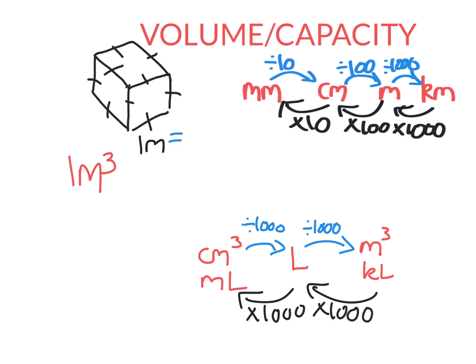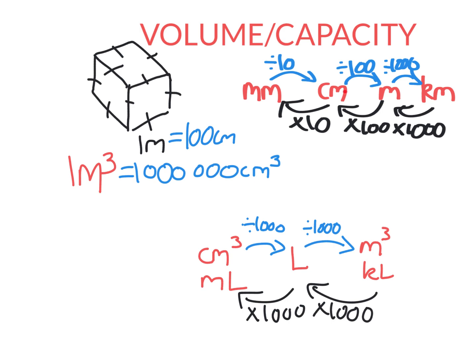Well, we know that 1 meter is 100 centimeters. There are 100 centimeters in a meter. Meters to centimeters, times 100. So the volume of this cube in centimeters would be 100 centimeters times 100 centimeters times 100 centimeters. 100 times 100 times 100 is actually 1 million. 1 meter cubed is actually 1 million centimeters cubed.